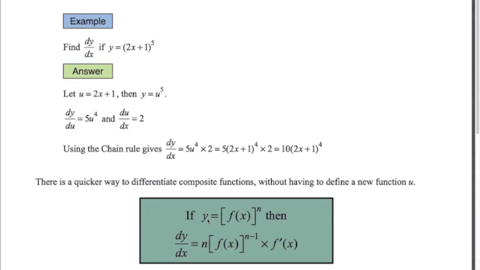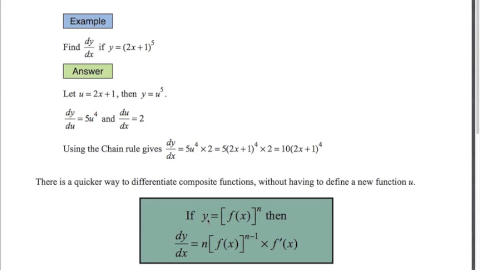Let's look at this example of using the chain rule. Find dy/dx if y is (2x plus 1) to the power of 5. Now, in the previous videos we've dealt with polynomial functions, and if you were to expand this out, you'd have 5 brackets, you'd have 6 terms, it'd be really messy and take a long time. But if you did that, you could take the derivative of each term and you'd get the right answer.